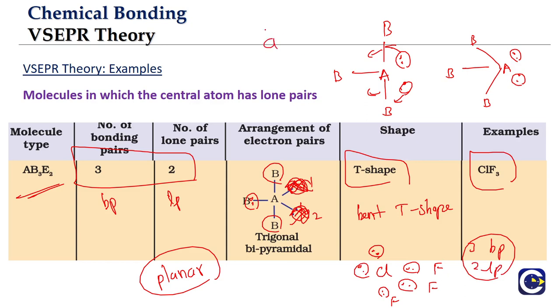This will have 2 fluorines along the axial line, 1 fluorine in the plane, and the 2 more positions in the plane will be taken by the lone pairs. So what is the shape we see? The shape will be T shape, or we can say bent T shape. If you are looking at why that bent T shape is coming, it is coming because of the distortion created due to the stronger lone pair, bond pair repulsions.